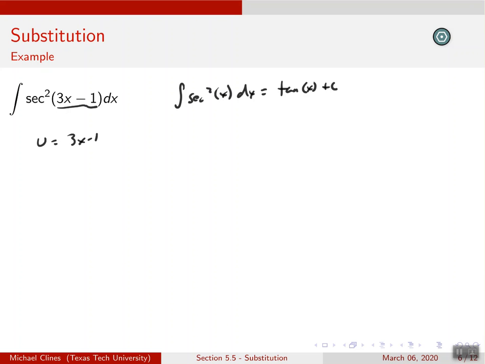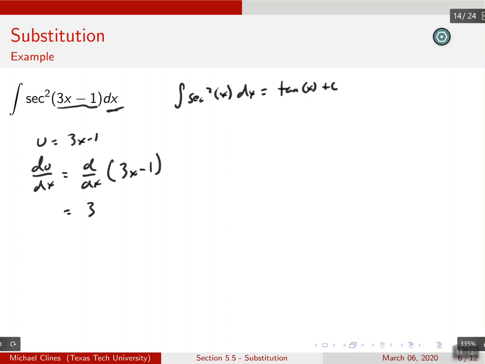So a way to think about it is u is the problem. Remember that. u is the problem. Now, we have our u is equal to 3x minus 1. But up here, we have a dx, so now we need a du. And we get du/dx is equal to d/dx of 3x minus 1, which is just equal to 3. So we can conclude that du is equal to 3 dx.